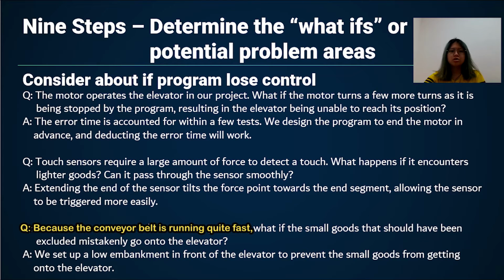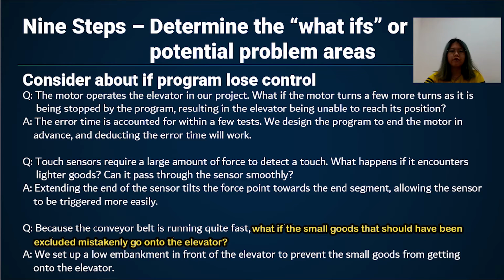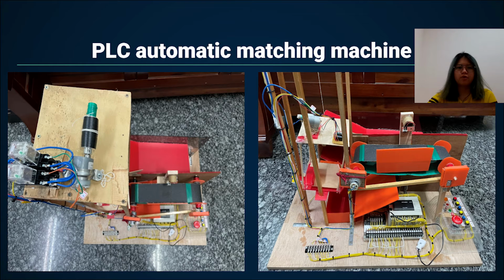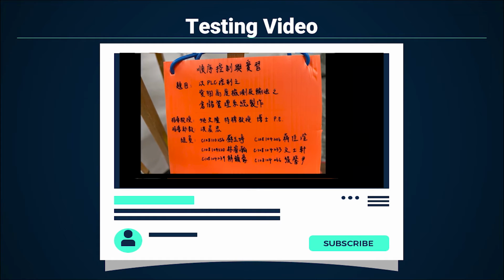Question 3: because the conveyor belt is running quite fast, what if the small goods that should have been excluded mistakenly go onto the elevator? Answer: we set up a low embankment in front of the elevator to prevent the small goods from getting onto the elevator. This is the photo of our PLC automatic matching machine.